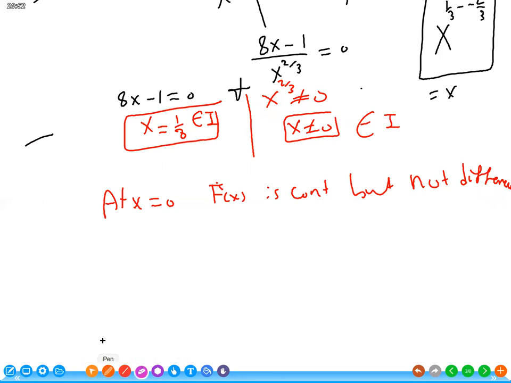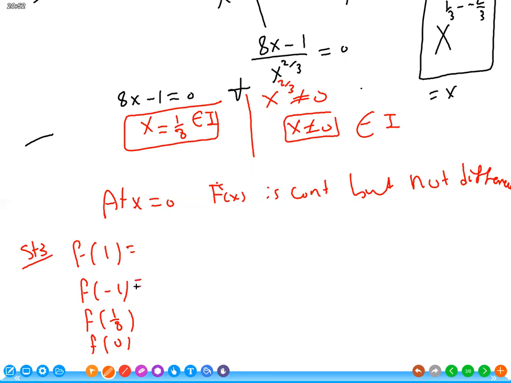Step 3 now, we substitute in the original function. f of -1 is the endpoint, f of 1 over 8, f of 0, f of 1. We replace in the original function. f of -1, it's 9. f of 0, 0. f of 1 over 8, minus 9 over 8. f of 1, it's 3.